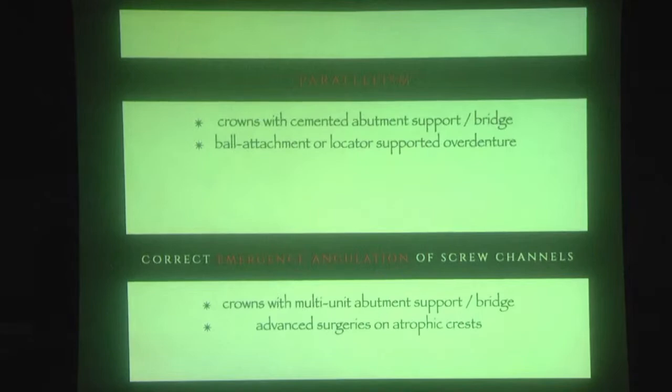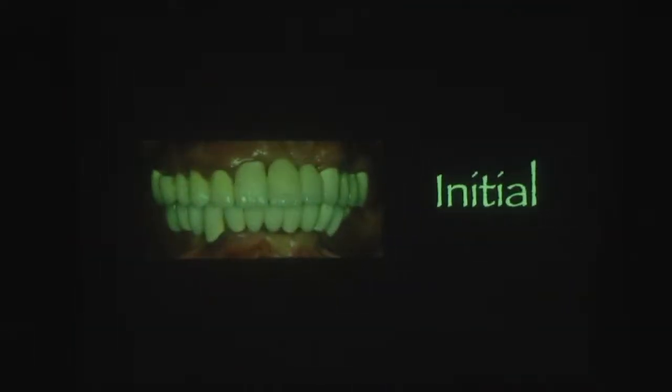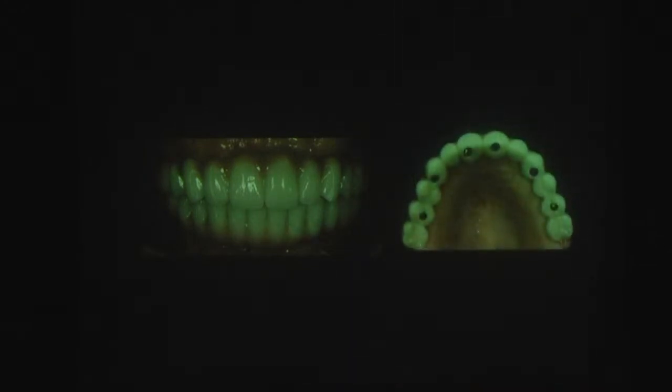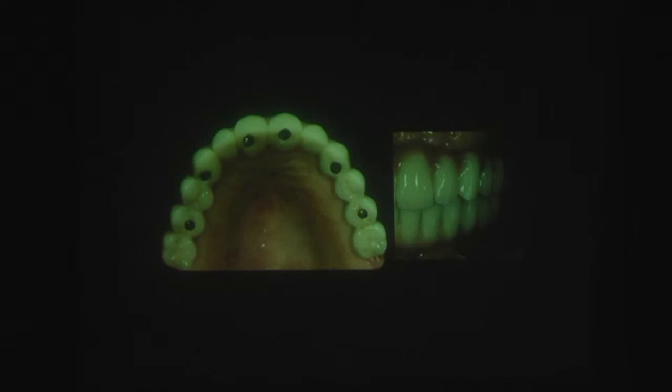So let's watch it. Crowns with cemented abutment support or bridge, ball attachment and locators supported overdenture, then parallelism is very important. Crowns with multi-unit abutment support bridge, advanced surgeries on atrophic crests, then correct emergence angulation of screw channels is very important. So this is the initial part. This is the final part. You see the occlusal view with occlusally screwed. You see number 11, 12, and 13, and 21, 22, and 23.